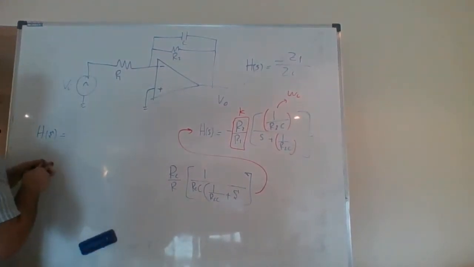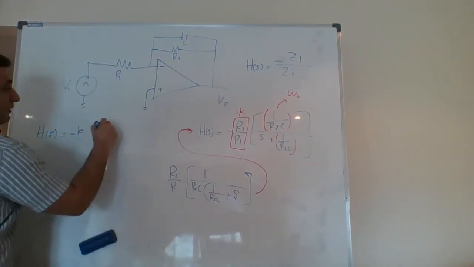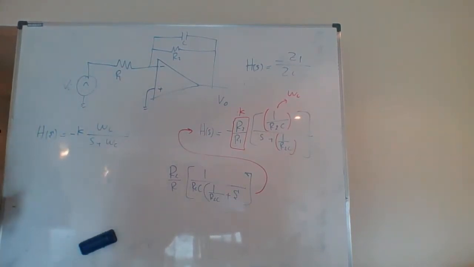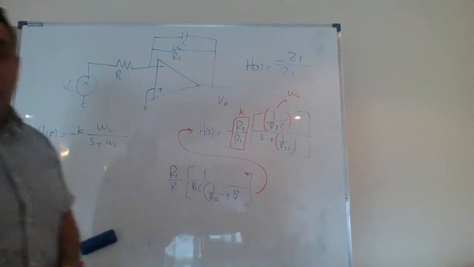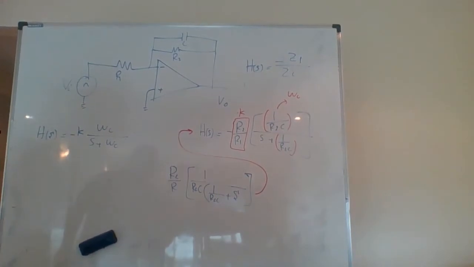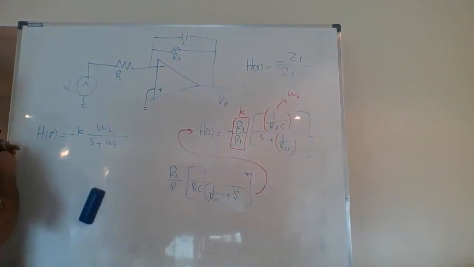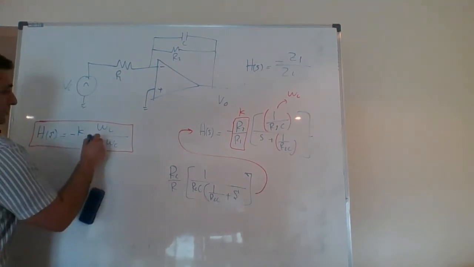So now I have H of S. The answer for H of S will be minus K omega C divided by S plus omega C. K is defined by R2 over R1, and omega C is 1 over R2C. Now, let's do an example.